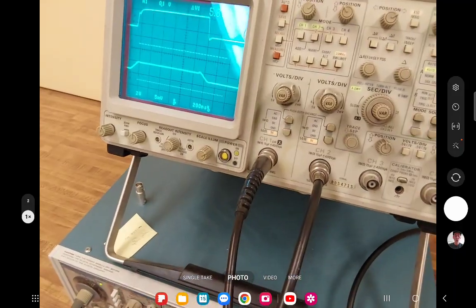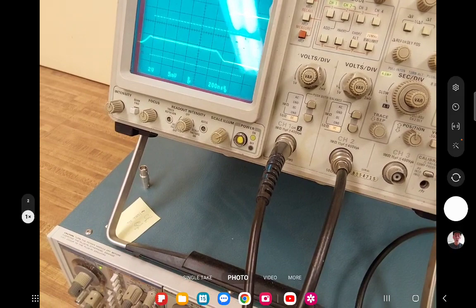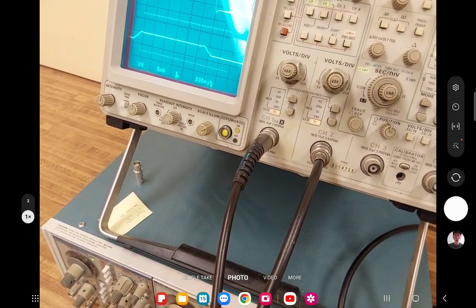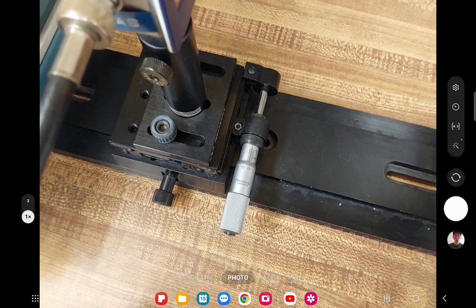So I'm going to move back and forth around there. Can you see it shrinks away? It just gets worse. So I'm going to set the photodiode at the location of the strongest signal. And if you look at the micrometer, the strongest signal is about 8.504.